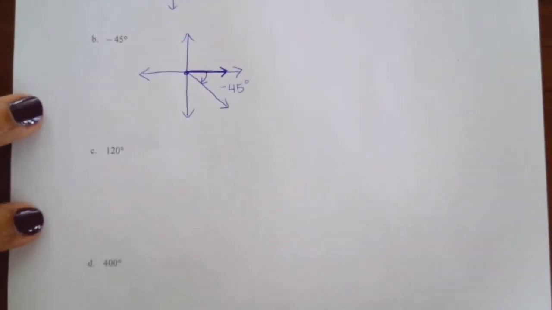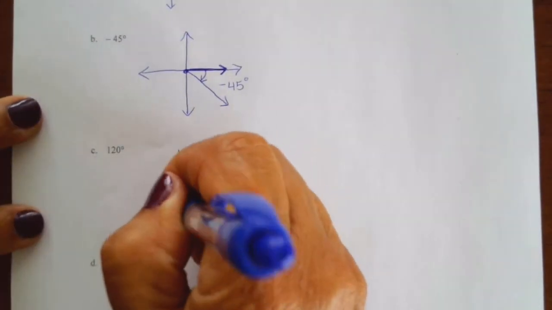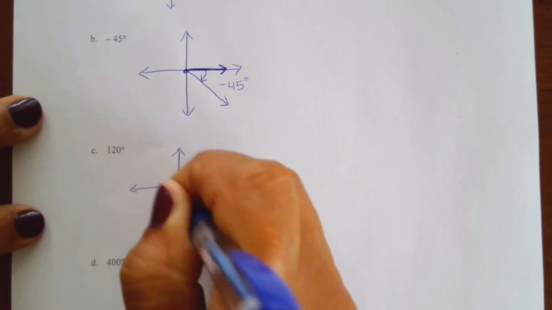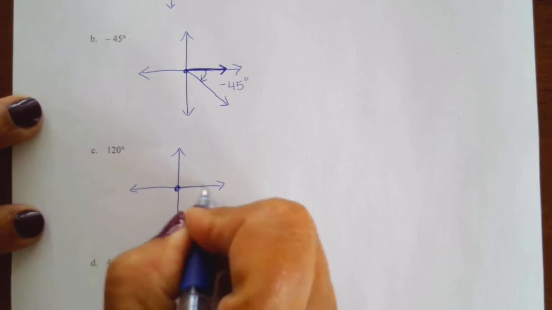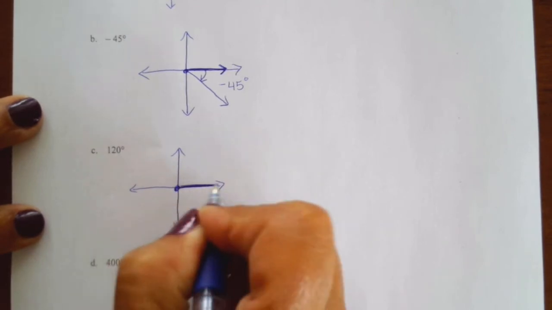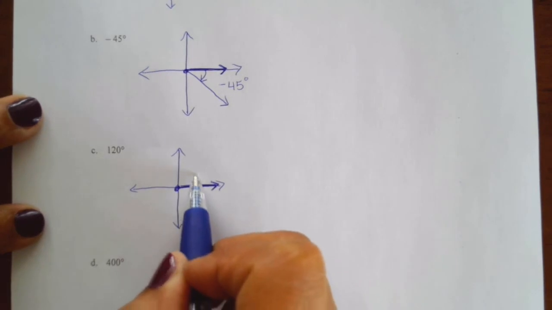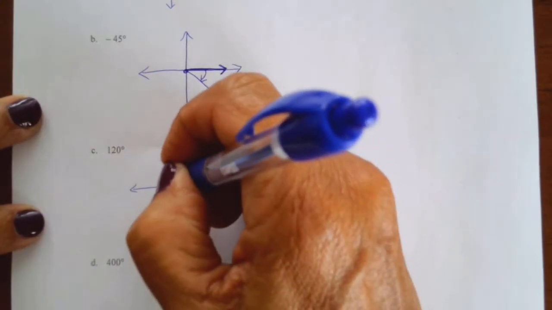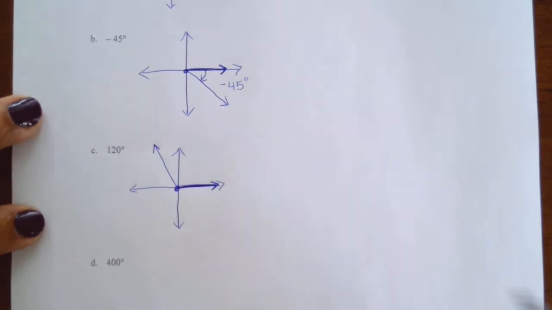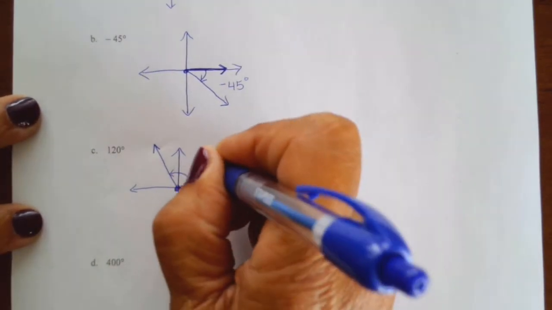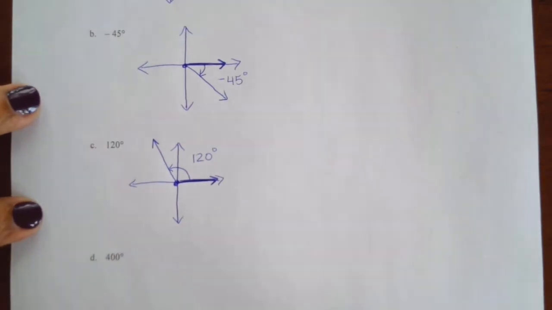All right, the next one is a positive 120 degrees. So again, here's your XY axis. We always start with the initial side over here on the positive x-axis. 120 degrees would be 90 plus 30, so about here. And again, we're just sketching. So we would draw the arrow this way to represent a positive 120 degrees.